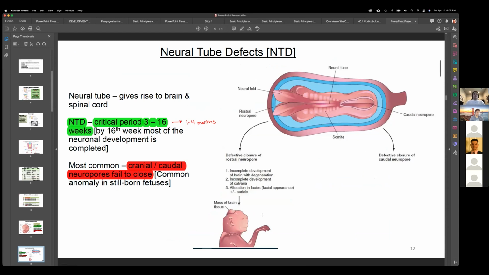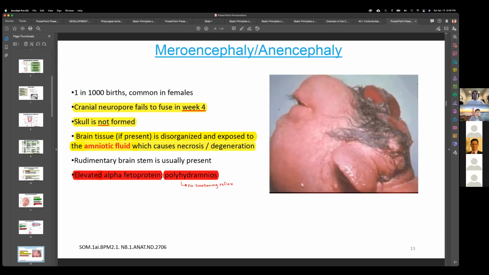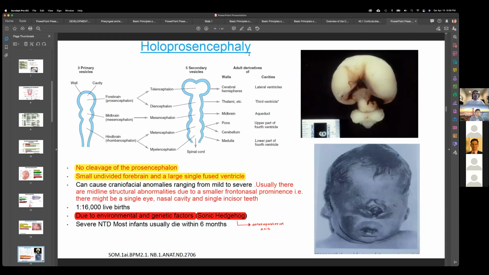Yeah, neural tube defects, remember folate, super important there. Anencephaly is up top, spina bifida tends to be lower down. Meroanencephaly or hemianencephaly, they use these interchangeably. Mero is like partial development, and an is no development.